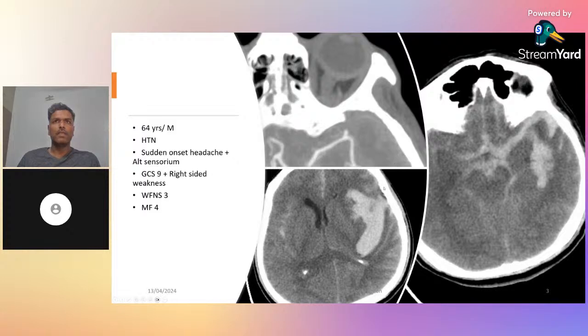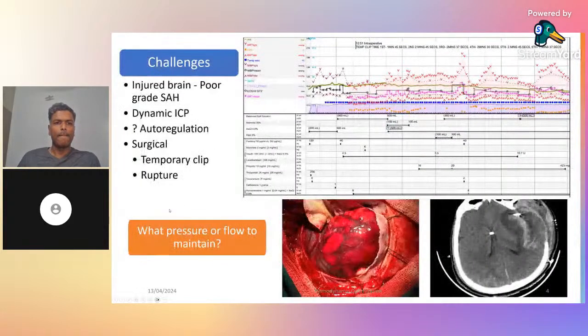As you can see, we are having a bleed in the left sylvian fissure, along with the subarachnoid hemorrhage with basal cistern showing blood. And his CT angio has shown an aneurysm in the MCA territory. So right now, his WFNS grade is 3, and his modified Fisher grading is 4. Now, this patient has undergone surgery for the same, where clipping has been conducted.